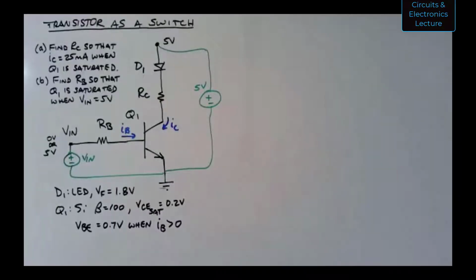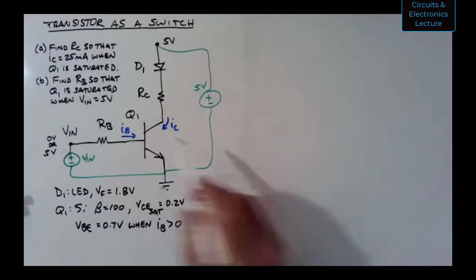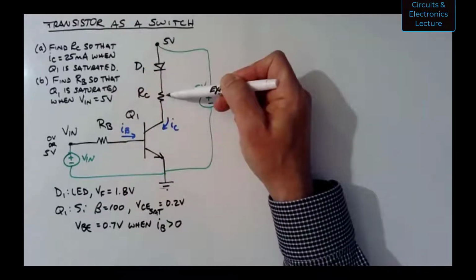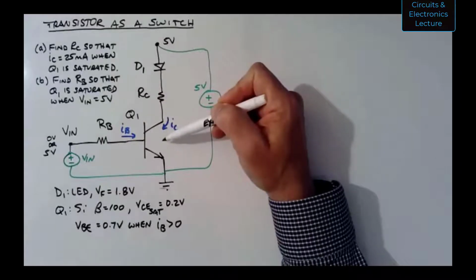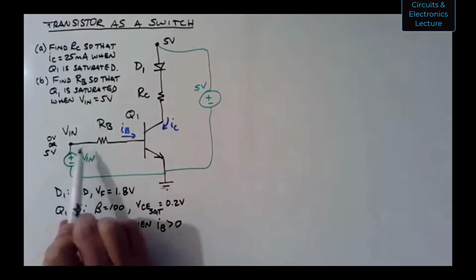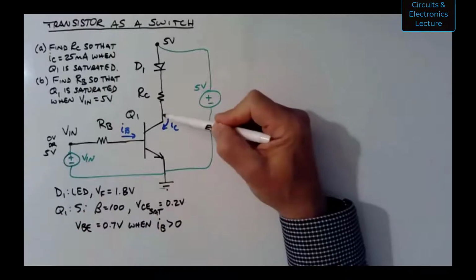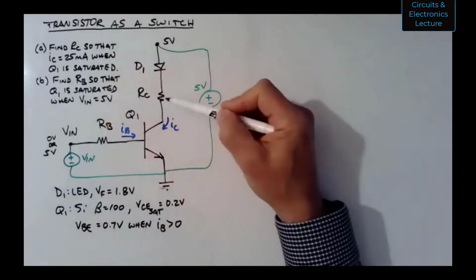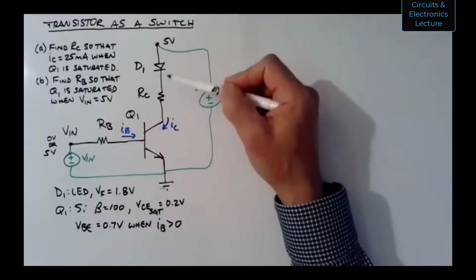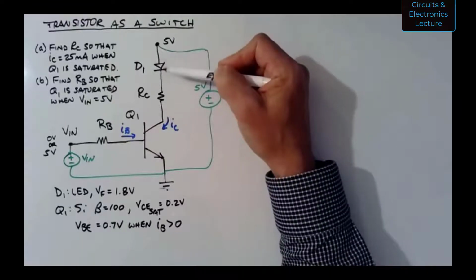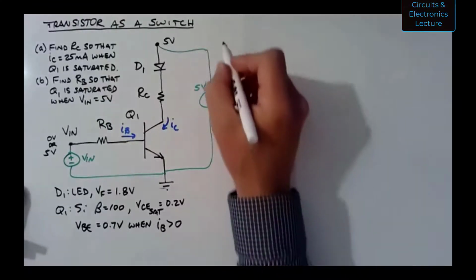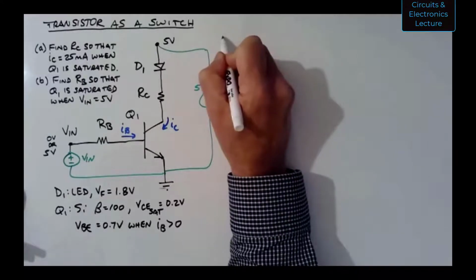Okay, so here's what we want to do. We want to find the collector resistor value in ohms so that when Q1 is saturated, Q1 is saturated when I apply a voltage over here, according to B. So when Q1 is saturated, I want 25 milliamps flowing through that resistor and also that LED so I can light it up. Okay, so let's figure that out.